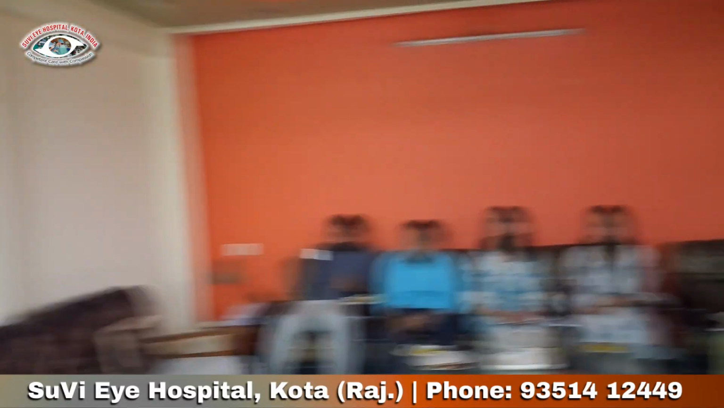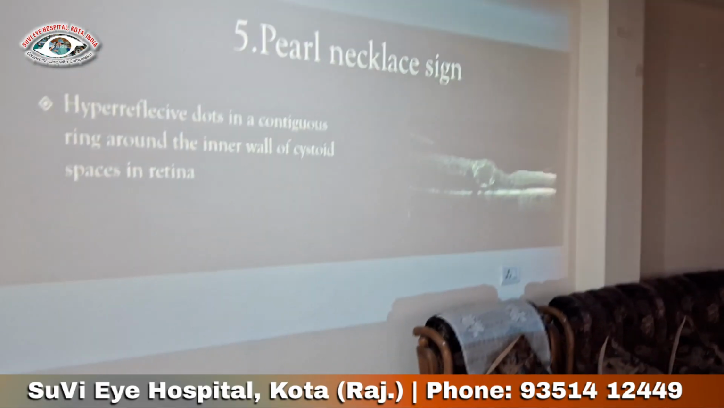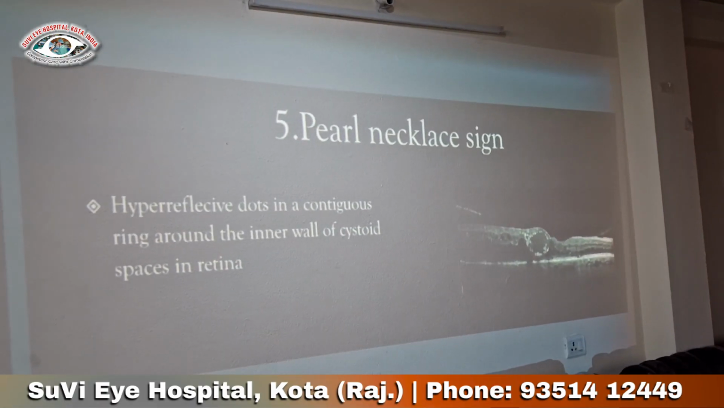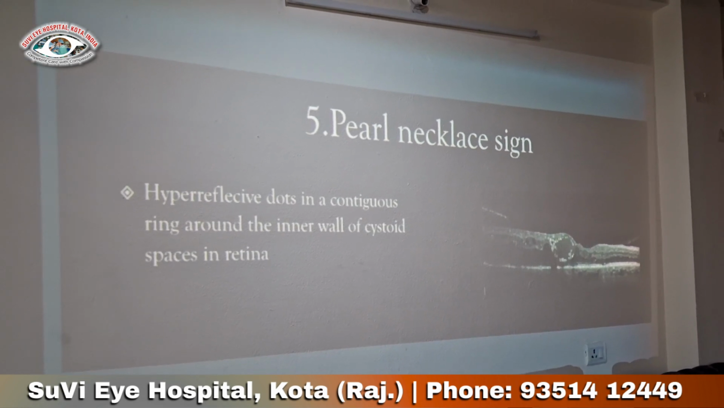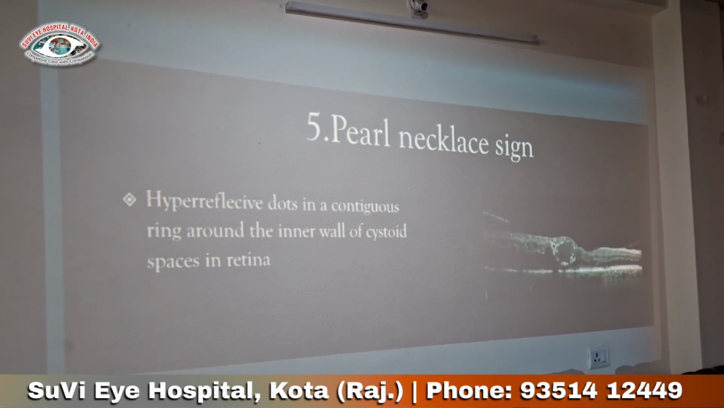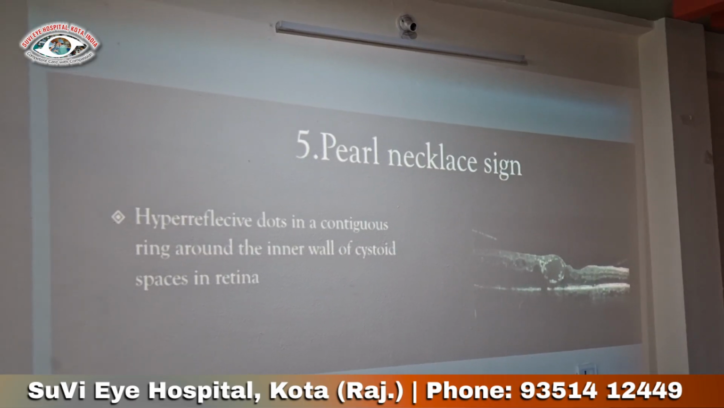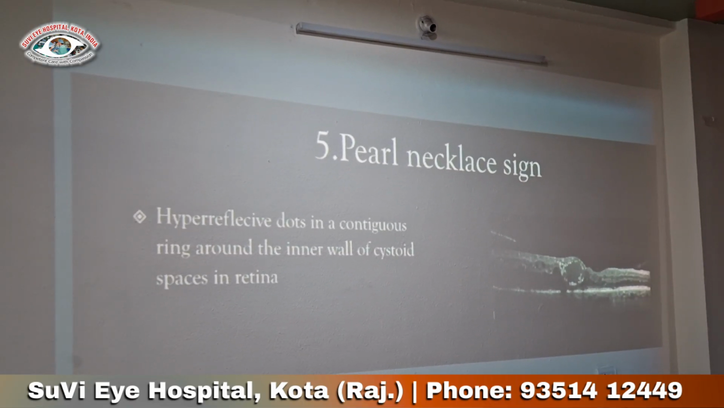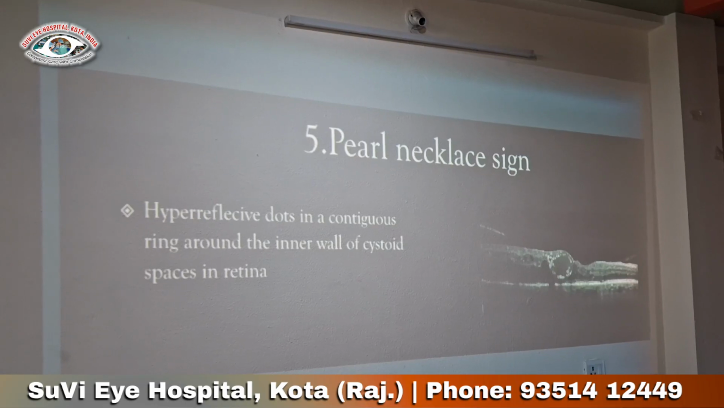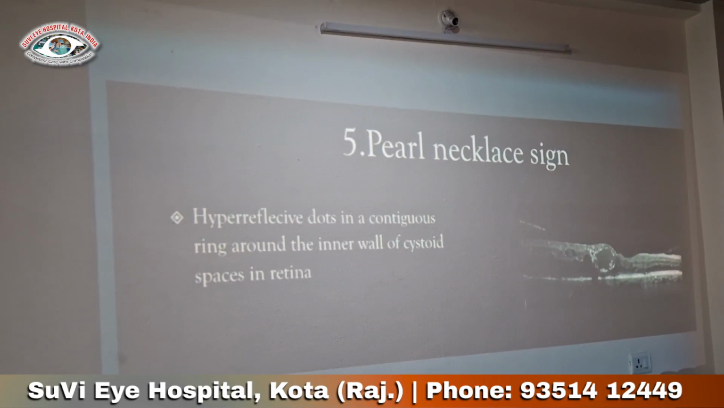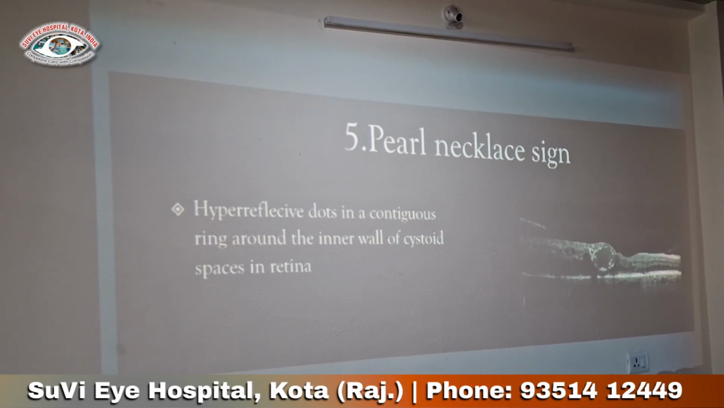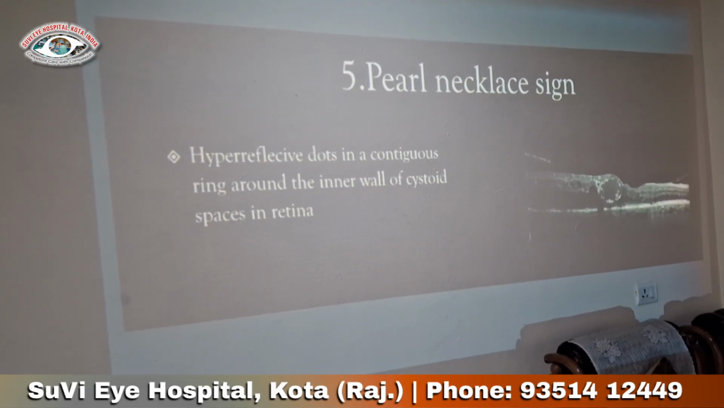And now this is very important: the pearl necklace sign. What is this pearl necklace sign and what does it indicate? Anyone? You can see those hyperreflective foci surrounding the inner border of the cyst. What are these hyperreflective foci? Again, they are a precursor of hard exudates. So it is an inflammatory biomarker.